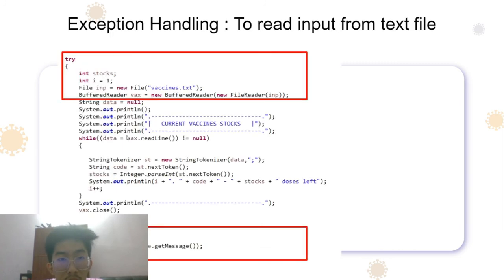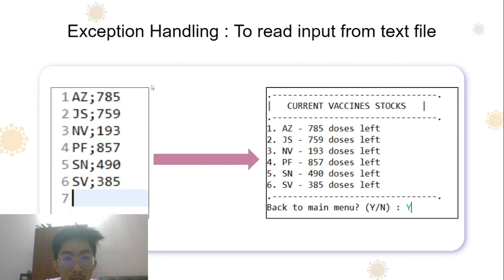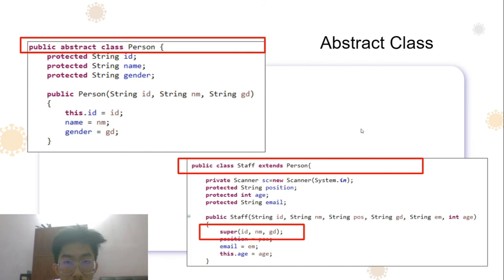Moving up next, this is the exception handling. We use this to read input from the text file. If the program fails to read the vaccine text file, it will display an error message that tells us our system failed to read this vaccine text file. This is the vaccine text file that we have. This is the name and this is the amount that we have, 785 doses left.